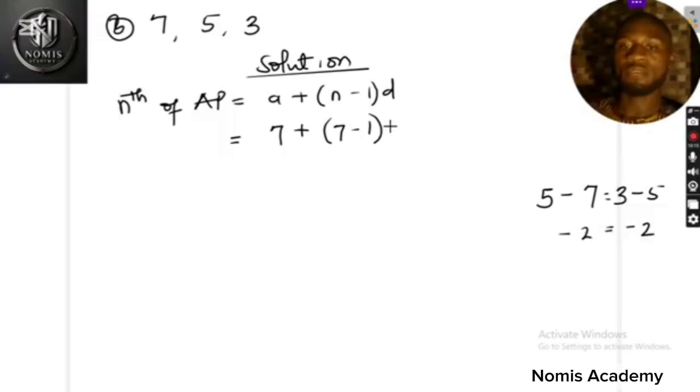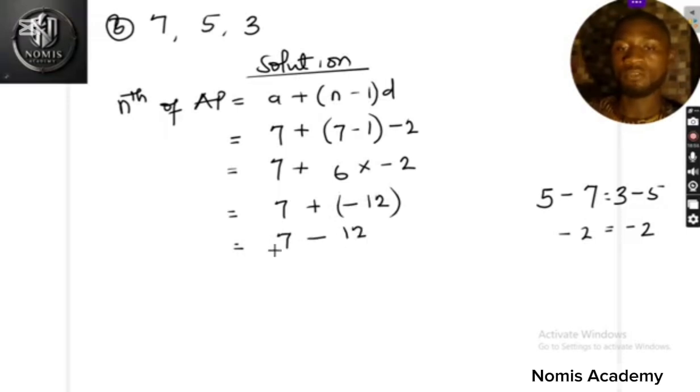So the common difference is minus 2. So this is equal to 7 plus, 7 minus 1 is 6, multiplied by minus 2. So that will be 7 plus 6 times minus 2, which is minus 12. Now we have two operations on this side, so we multiply first. 7 plus 6 times minus 2 is minus 12. So 7 minus 12 is minus 5. So the seventh term of this progression is minus 5.